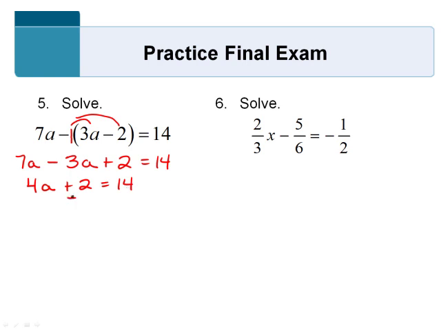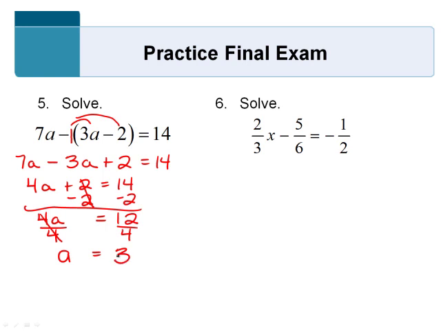And now we need to get rid of the 2, so I'm going to subtract it from both sides. So 4a comes down, the 2's cancel. 14 minus 2 would be 12. And then divide by 4 on both sides. And so a equals 3.